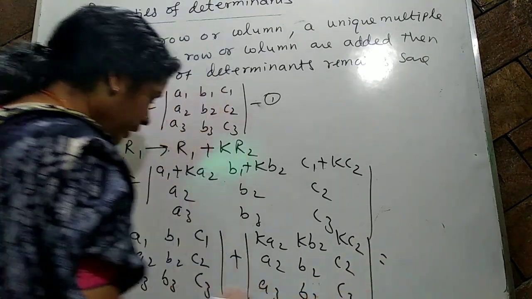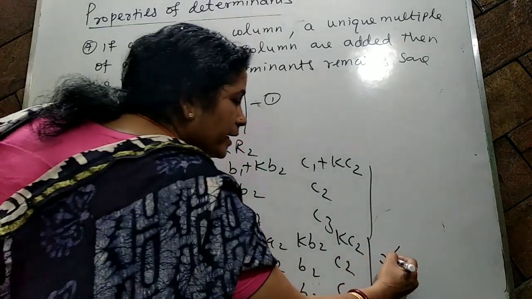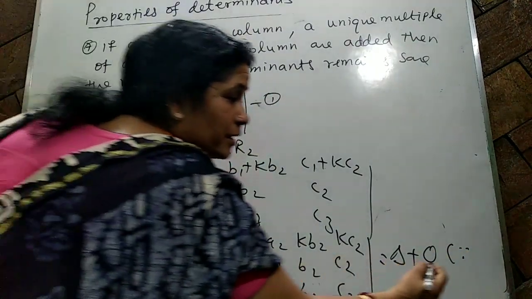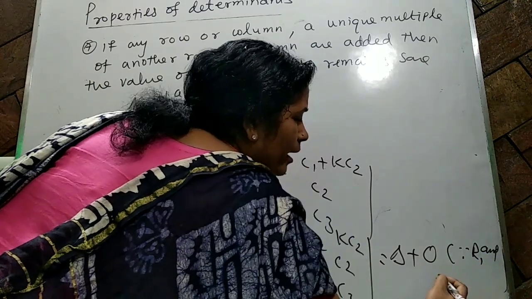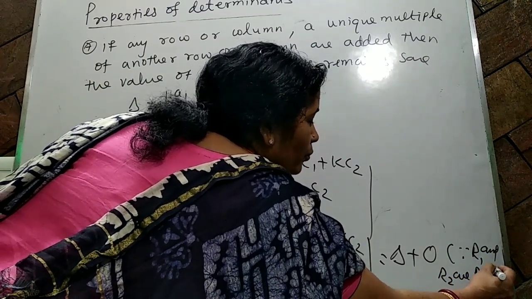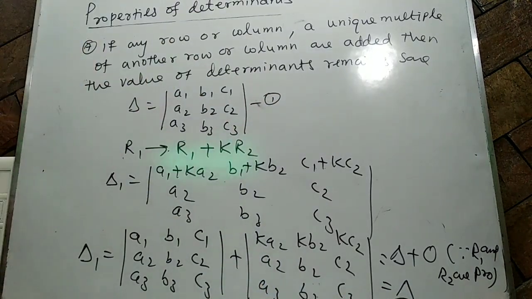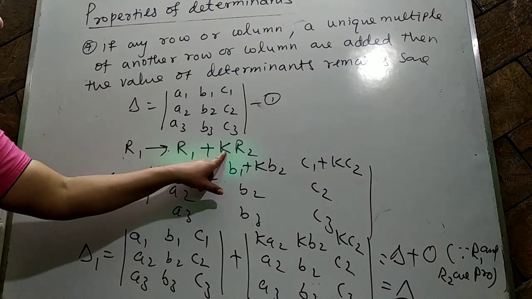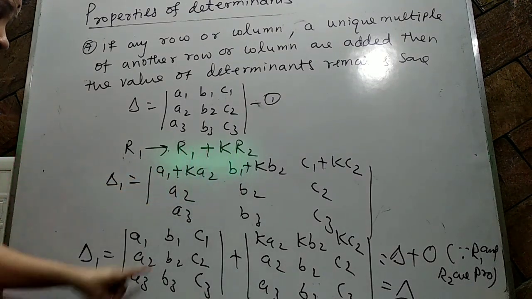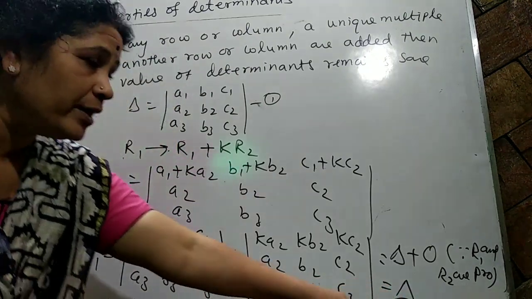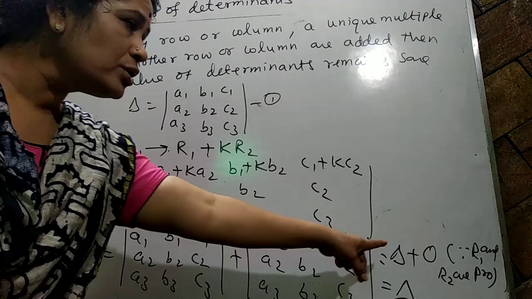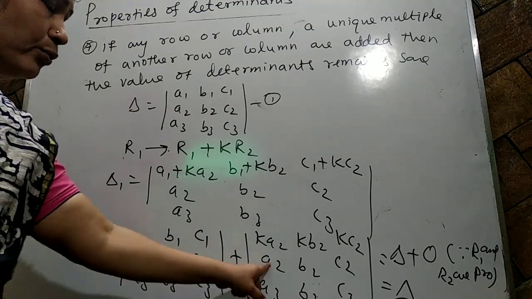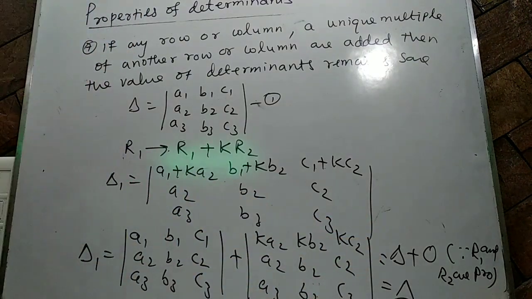Now delta 1 equals delta plus 0, since R1 and R2 are proportional. You have to write the reason: R1 and R2 are proportional. So that is equal to delta. So what is the property saying? If any row or any column is added with a unique multiple of another row or another column, then the value of the determinant remains the same. We are getting the same determinant, and we have used two properties. One is we have split it into two determinants, and another property we have used here is proportional.